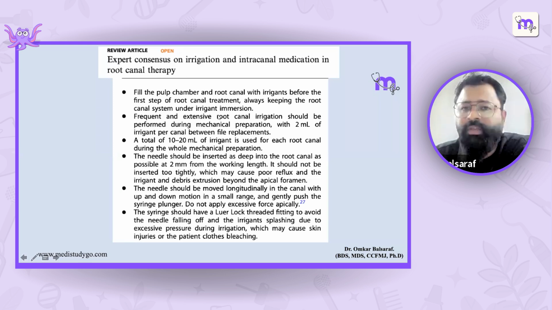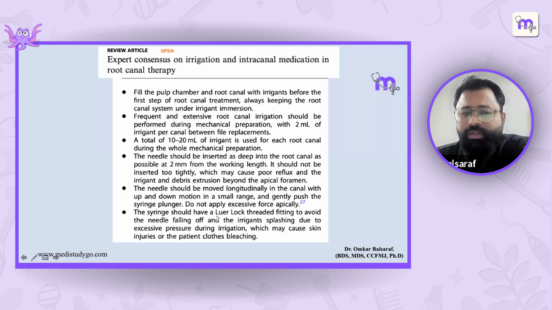You should always keep the root canal chamber filled with your irrigant. Frequent and extensive root canal irrigation should be performed during mechanical preparation, with 2 ml of irrigant per canal between file replacements. Whenever you're replacing a file, you should have your irrigant inside. A total of 10 to 20 ml of irrigant is used for each canal during the whole treatment. So this is basically the gist of it, whatever the current scenario is, that is what they're trying to tell you.